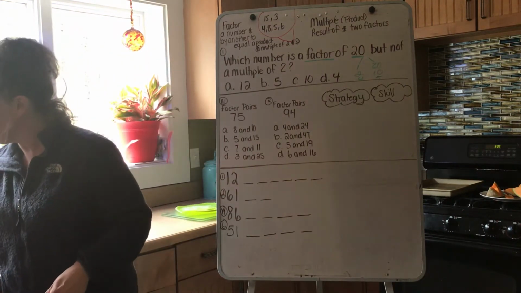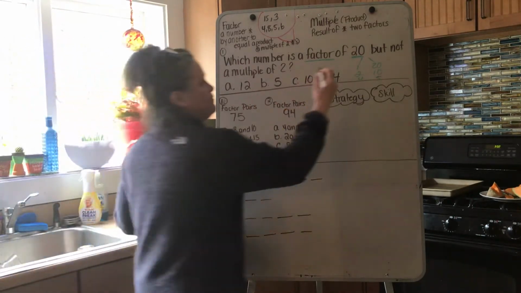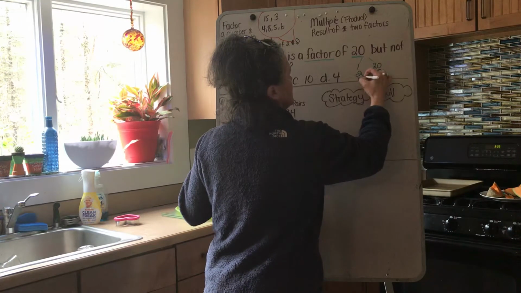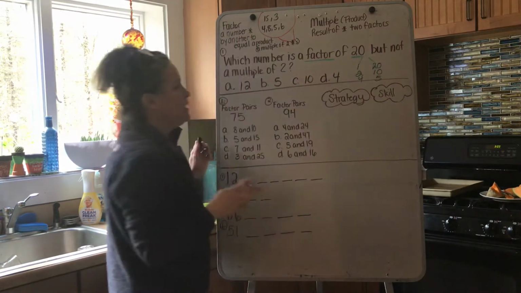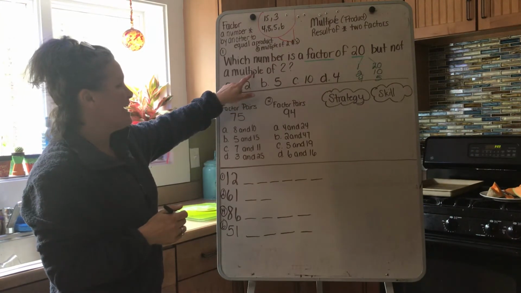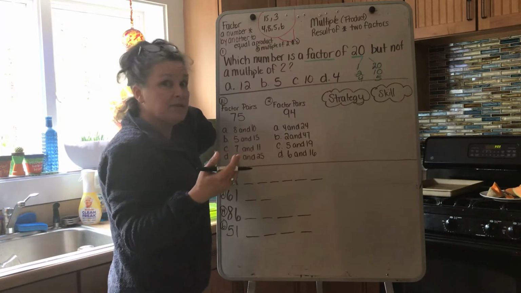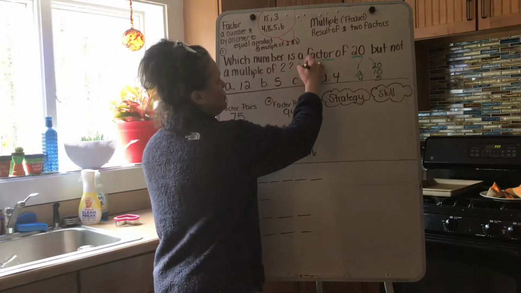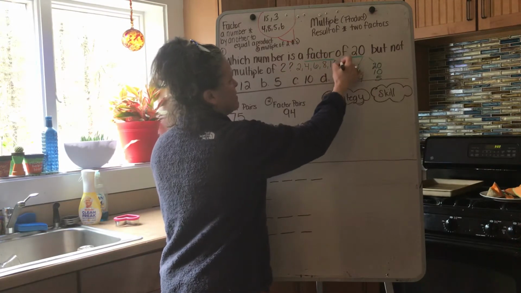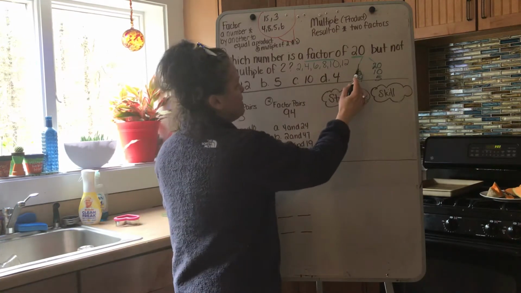I'm going to switch to a different marker because you can't really see that. Let me just write that over. 1, 2, 10, 4, 5. So, my next thing is it cannot be a multiple of 2. So how do I do multiples? A lot of kids like to think of it as skip counting, and they would say 2, 4, 6, 8, 10, 12. So when I go back to my factors of 20, we don't count that.